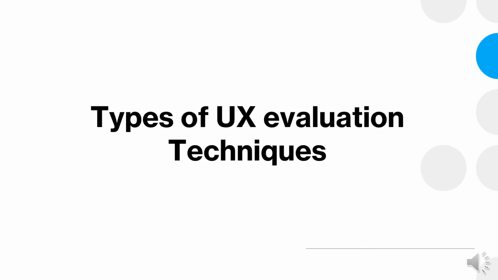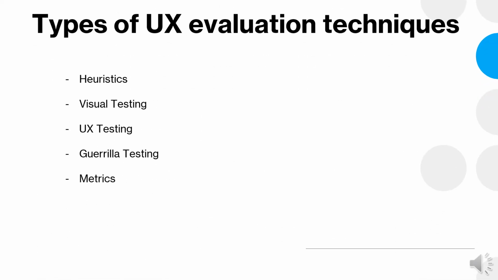We will now look at the types of user experience evaluation techniques. There are 5 types of UX evaluation techniques. We have heuristics, visual testing, UX testing, guerrilla testing, and matrix. We'll look at each one of those individually in the next couple of videos, but in this video we will specifically look at heuristics and visual testing.